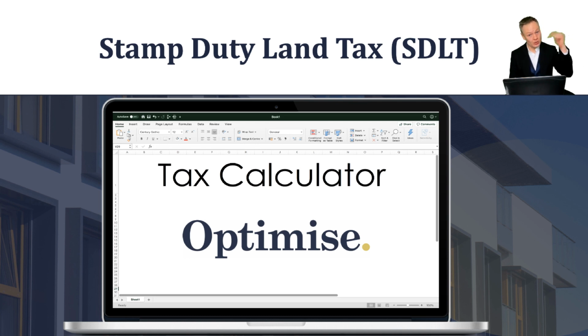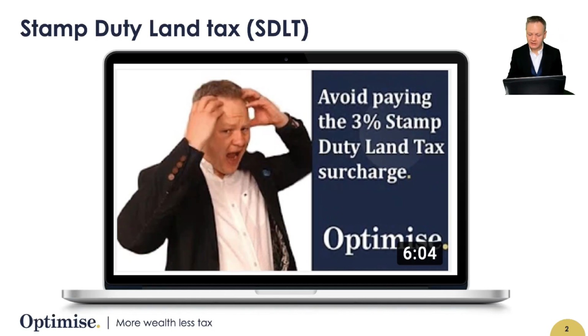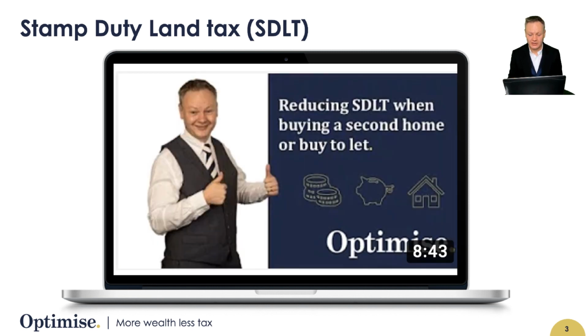Before we get into the tax calculating spreadsheet for SDLT, which again you can download using the link below this video, I want to give you some ideas of how you can save stamp duty land tax. The first video appearing above my head right now is how to avoid the 3% SDLT surcharge, which you are likely to be paying as a property investor, especially if you already have a property in your own name. You may be interested to find out how to reduce SDLT when buying a second home or a buy-to-let property investment, and that video link is now appearing above my head as well.